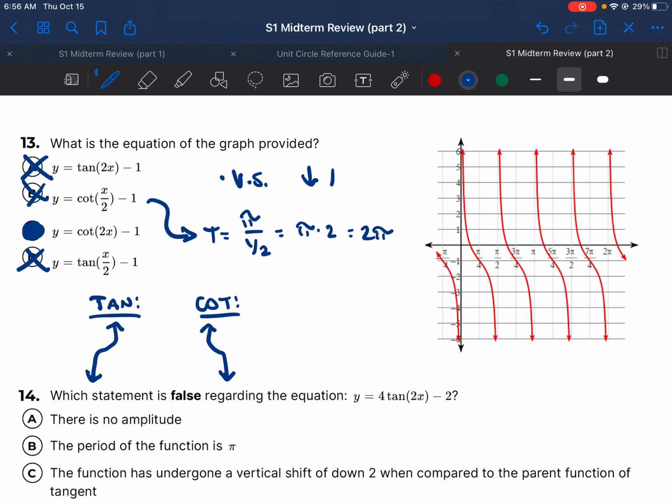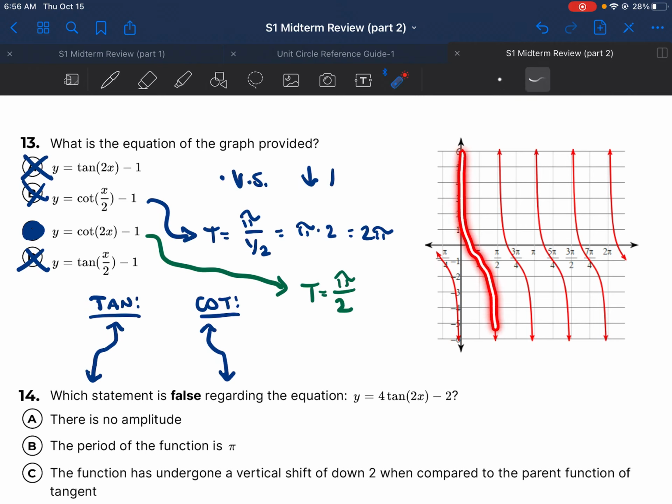And just real quick, let's look and see why answer choice C would have the correct period. So again, the period would be pi divided by the b term. In this case, the b term is 2. And the period is pi over 2, which is exactly what we see from the graph. We can see the period of the graph, pi over 2. That's the horizontal length of one complete cycle. And you can also tell the period from a tangent or cotangent graph by looking at the horizontal distance from asymptote to asymptote.